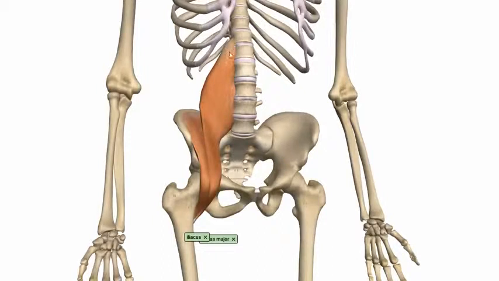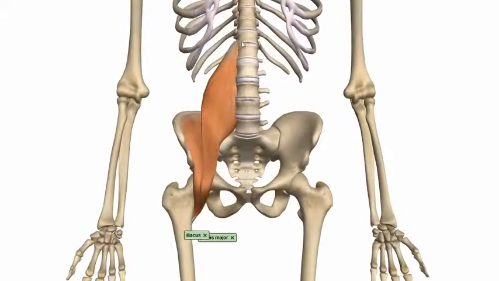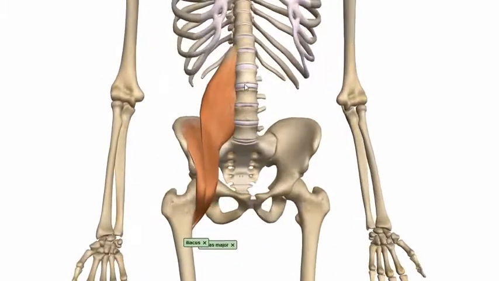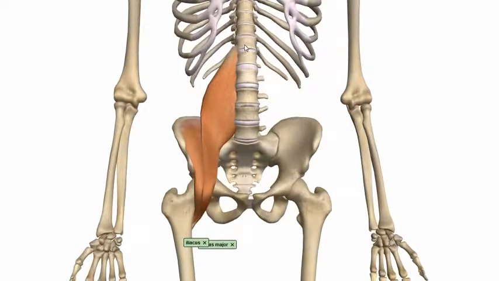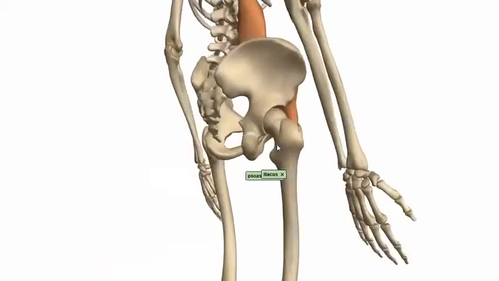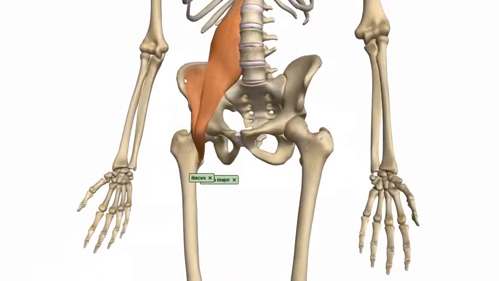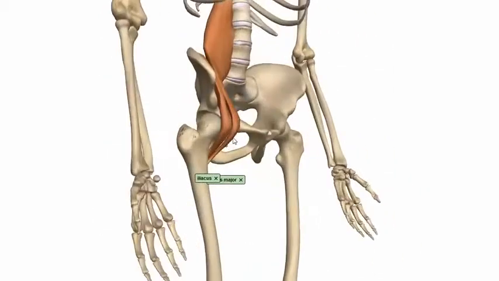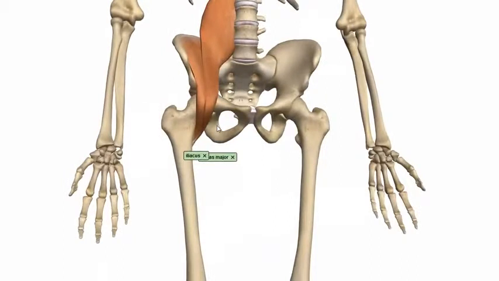Here you can see the psoas major muscle originating on the sides of the vertebral bodies, the transverse processes and the intervertebral discs, from T12 down to L5, and then you can see its insertion on the lesser trochanter of the femur. Also the iliacus muscle, which sits in the iliac fossa, inserts in the same place on the lesser trochanter. What these muscles do is flex the thigh at the hip joint.